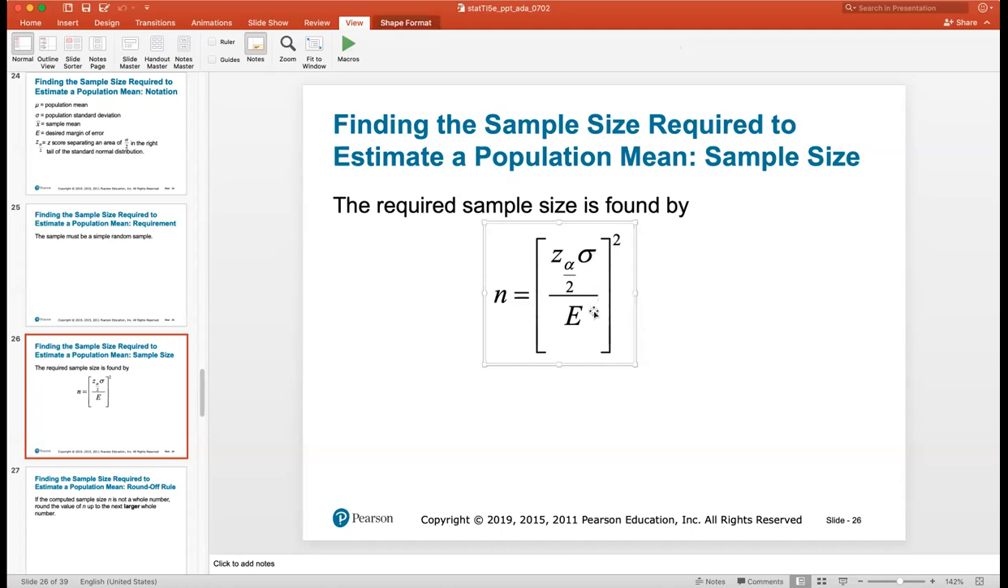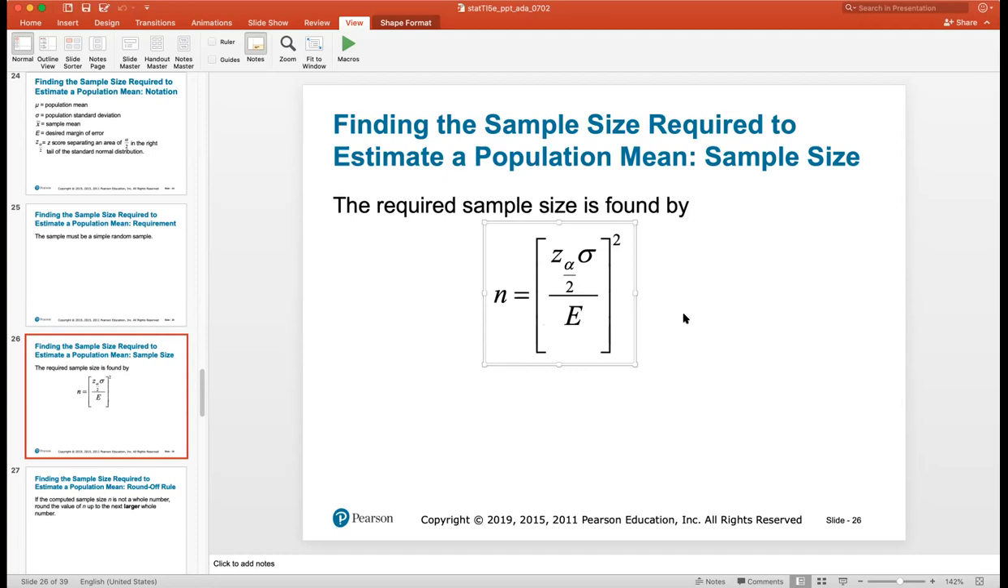The margin of error must be given in the problem. And z sub alpha over 2 is the critical value of the standard normal distribution. What if sigma is not given in the problem? Then we approximate the population standard deviation sigma by range divided by 4. You then round up to the next whole number. Once we approximate sigma by range divided by 4, we calculate and get a certain result.